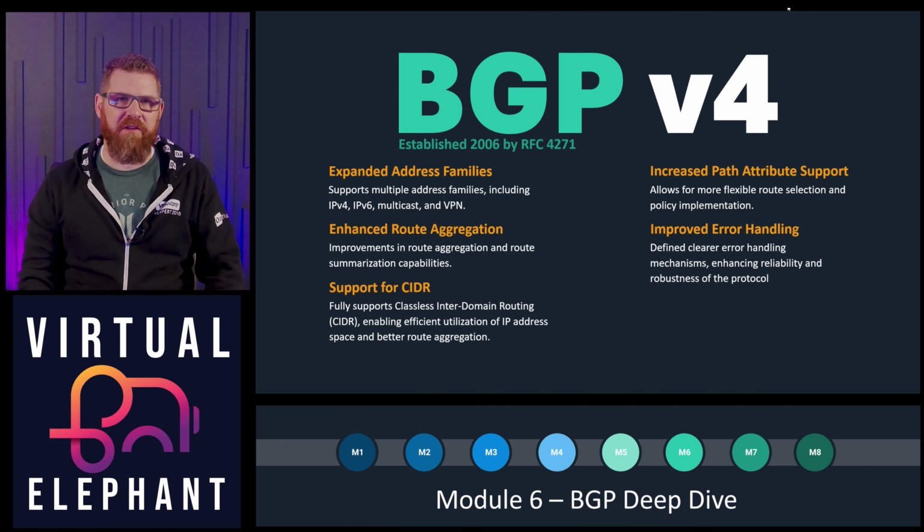The first is expanded address families. BGP4 now supports multiple address families, including IPv4, IPv6, multicast, and VPN address families, making it more versatile. The second enhancement is increased path attribute support. So we've expanded the number of supported path attributes, allowing for more flexible route selection and policy implementation.